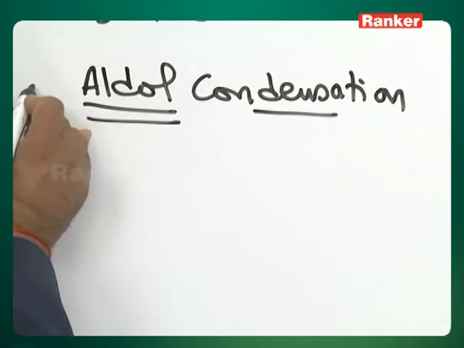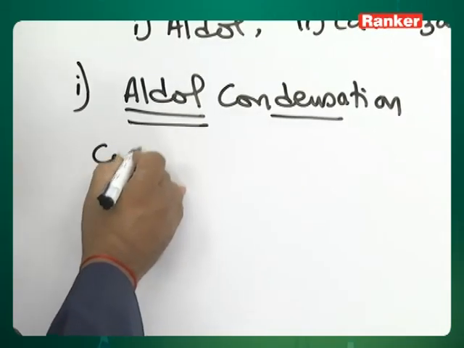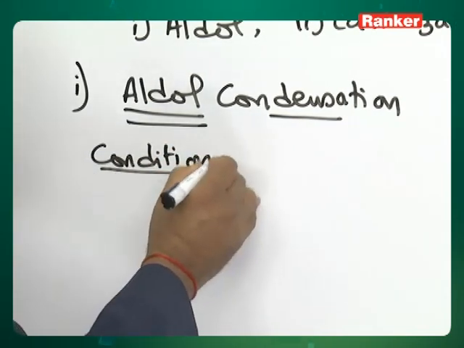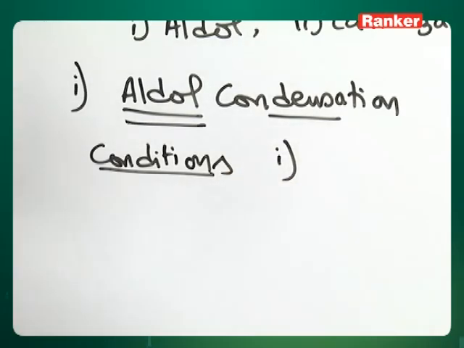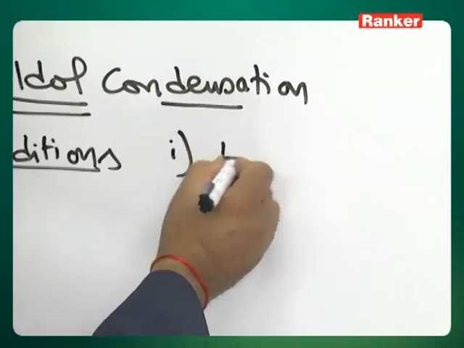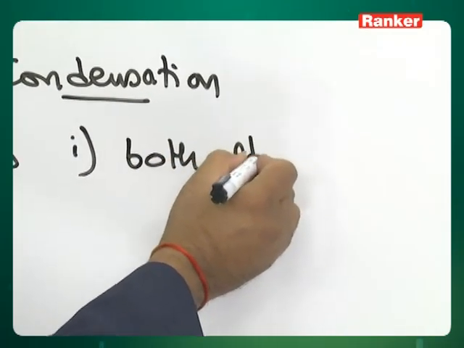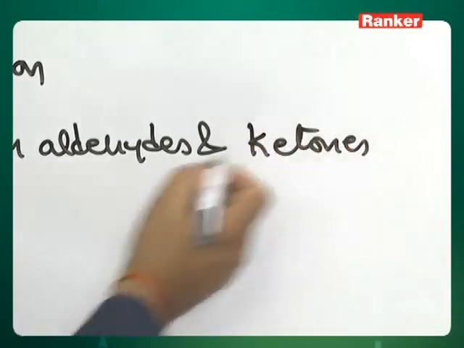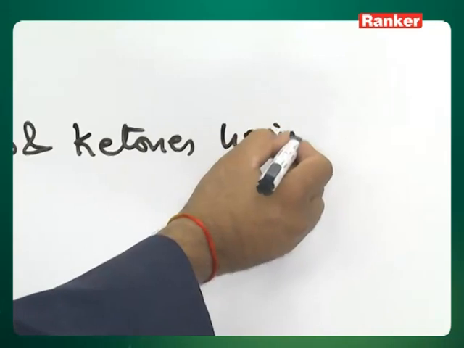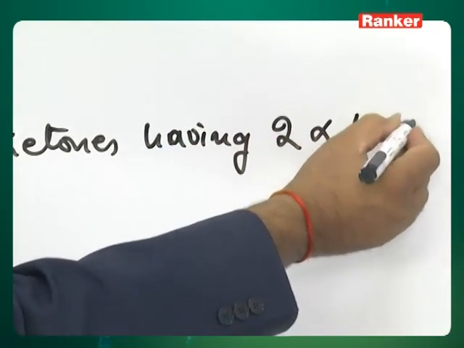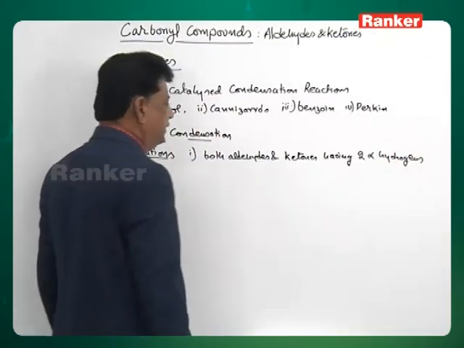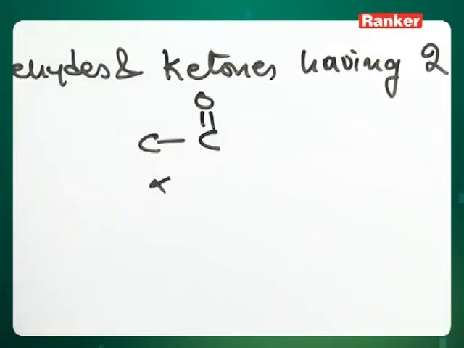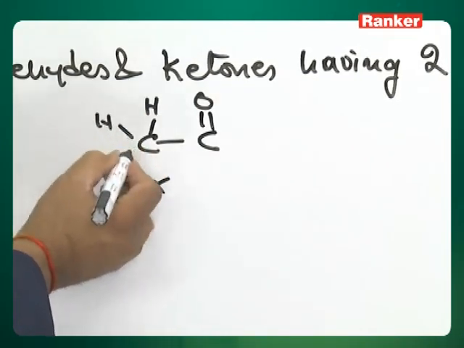What exactly takes place in this aldol condensation? The conditions, that is, under what condition the reaction takes place, are also important. The first condition: both aldehydes and ketones undergo this reaction, but having 2 alpha hydrogens. A carbonyl compound should contain an alpha carbon, the immediate carbon, on which 2 hydrogens should be there. This is the condition I want.